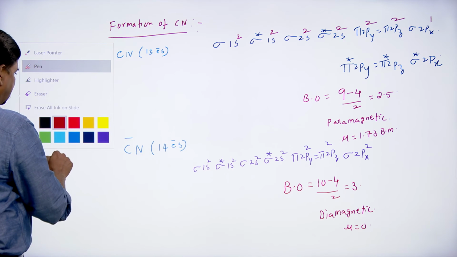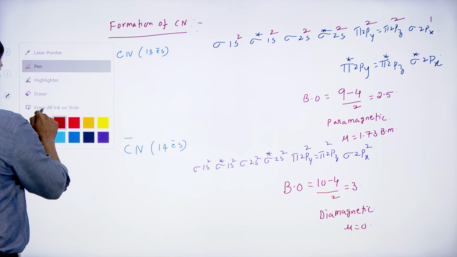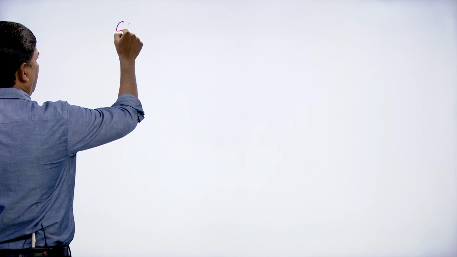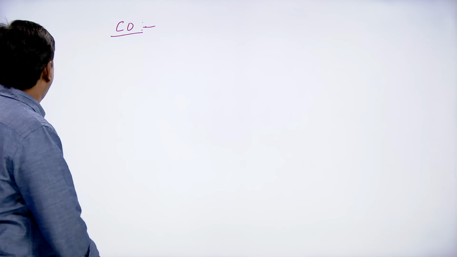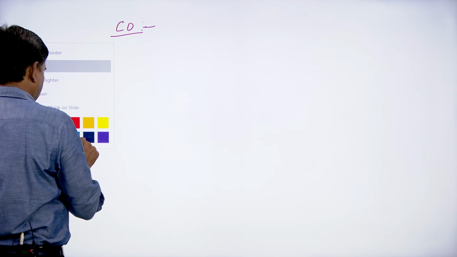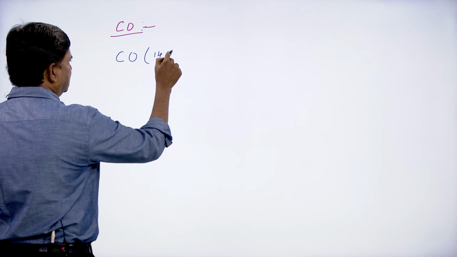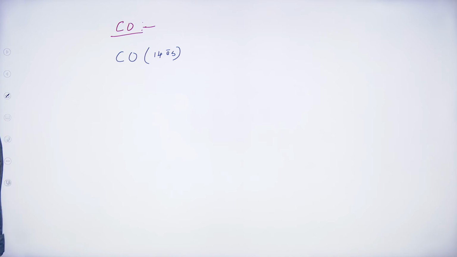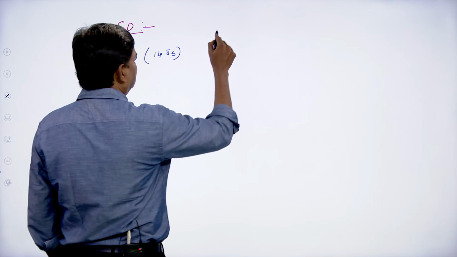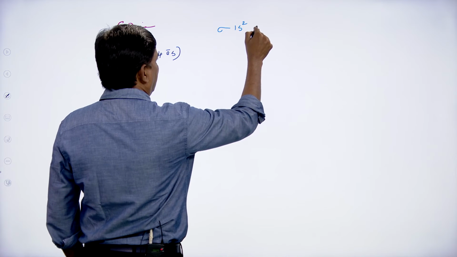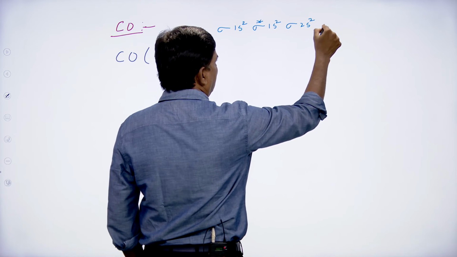Now, the last one is carbon monoxide. Formation of carbon monoxide, which is very important. Carbon monoxide contains 6 plus 8, 14 electrons. 14 electrons means this becomes sigma 1s2, sigma star 1s2 and sigma 2s2 and sigma star 2s2.